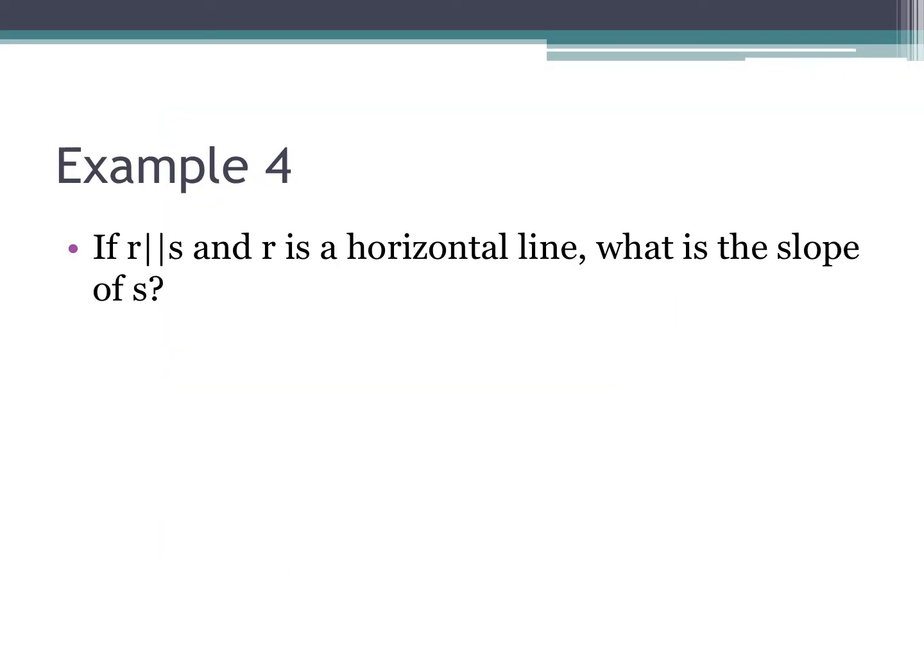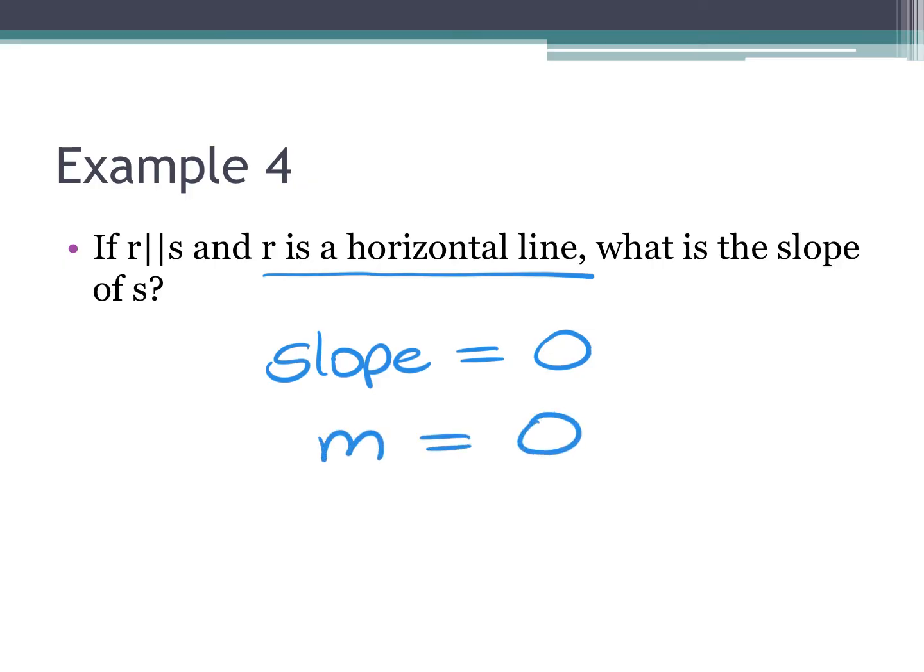So for example 4, it says if R is parallel to S and R is a horizontal line, what is the slope of S? Well, I know that R and S are going to have the same slope, so as soon as I figure out that a horizontal line has a slope of 0, then that's what slope of S is going to be. So horizontal line always has a slope of 0, or you could also put it as m equals 0. You're memorizing this, that the horizontal line has a slope of 0. The vertical line has a slope that is undefined, up and down.